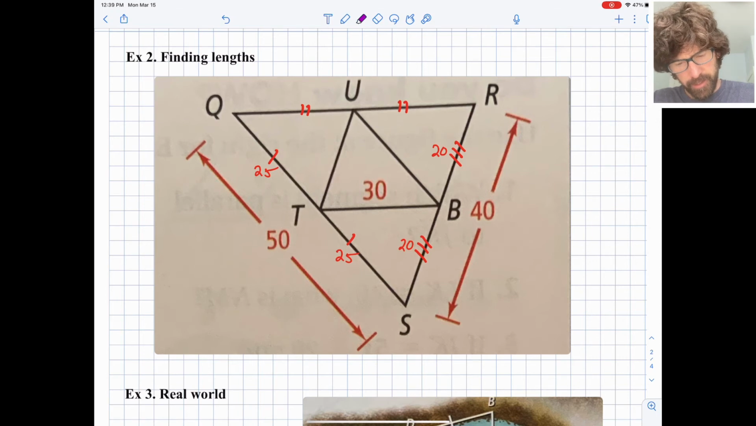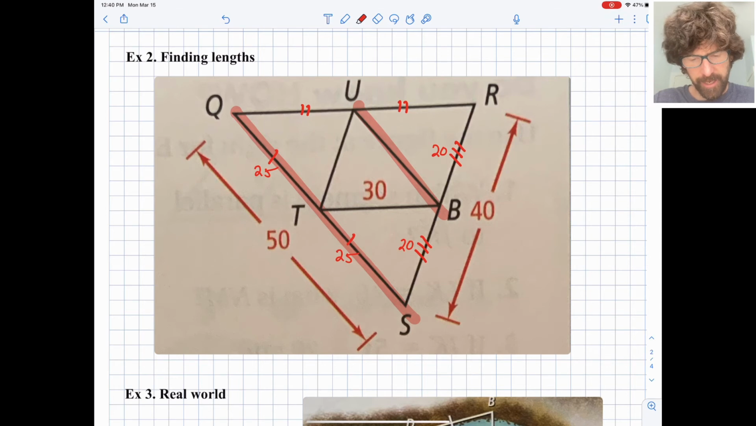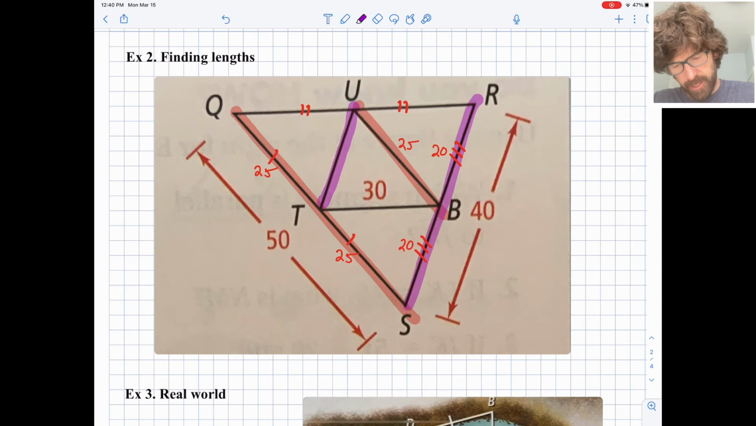Let's, again, try to color coordinate a little bit here. So let's think about those two pieces. UB has to be half the length of QS, so that would make this 25. And similarly, UT needs to be half the length of RS, so that would make this 20.